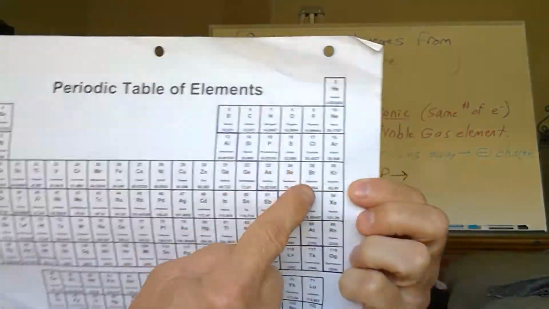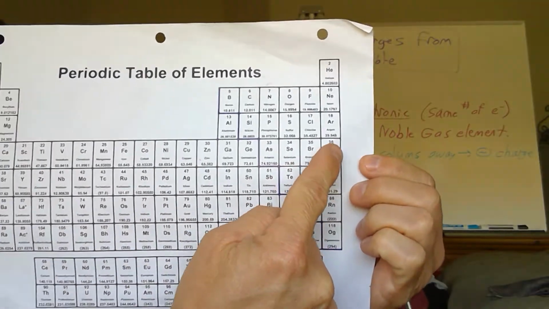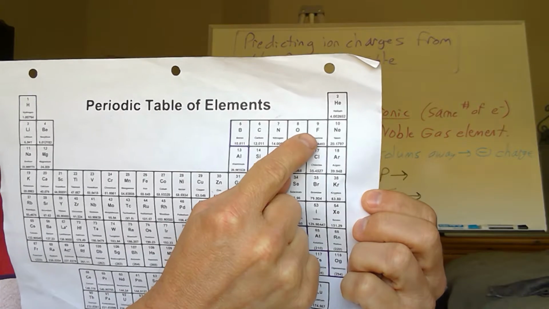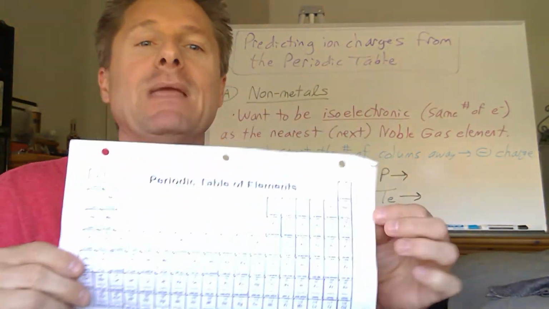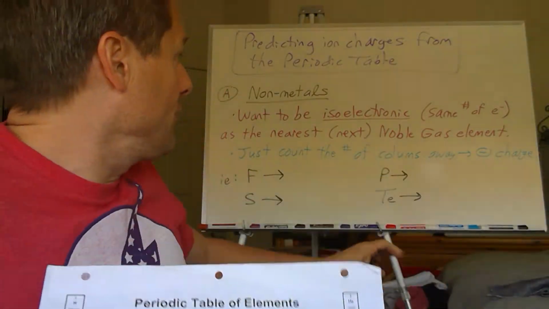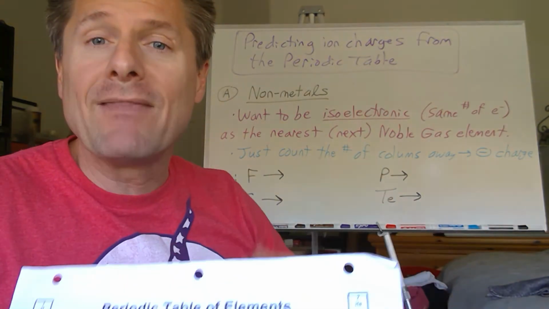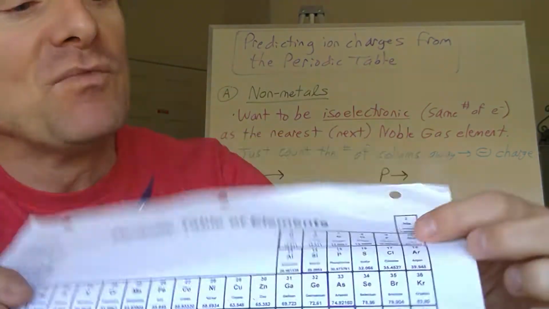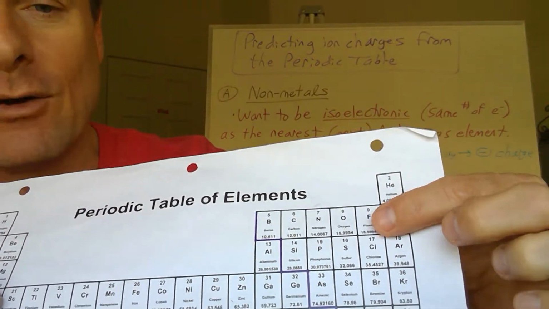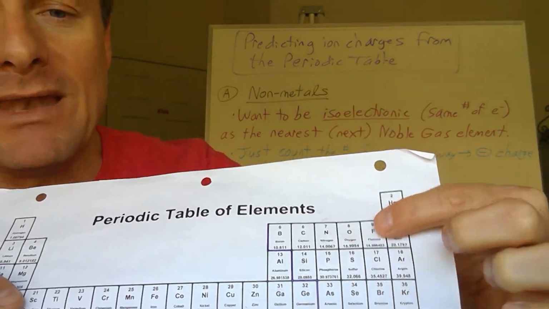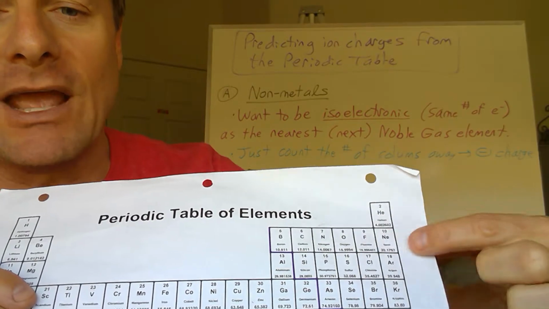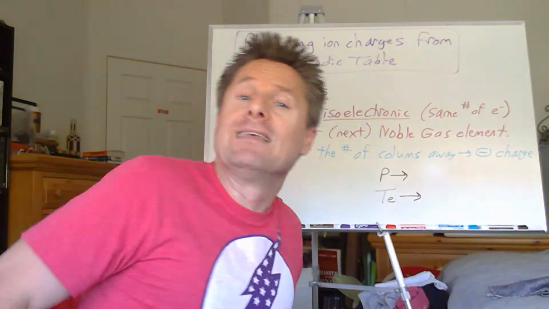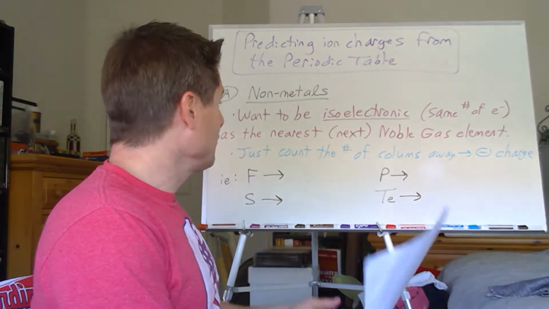Now for nonmetals, which are on the right, the nearest noble gas is the next one. So for fluorine, the nearest noble gas is neon. It wants to be like Mike, it wants to be like neon. So all you've got to do is count the number of columns away, and that will be the numerical value of the anion, or the negative charge. Fluorine, for example, is 1 away, so it'd be -1. Oxygen would be -2. Nitrogen would be 1, 2, -3. Carbon would be 1, 2, 3, 4, -4, if it was an anion. So very easy to do.